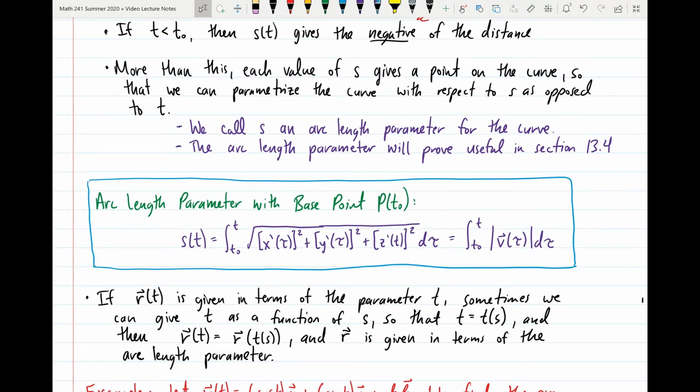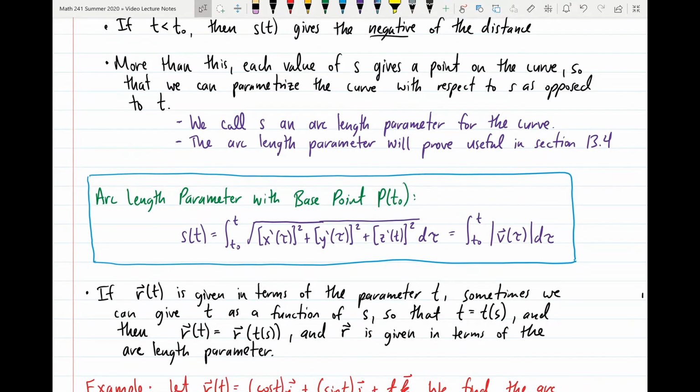So the arc length parameter with base point p of t naught is given by s of t is equal to the integral from t naught to t of the square root of x prime of tau squared plus y prime of tau squared plus z prime of tau squared d tau. And again, we can write that with some shorthand and just substitute the integrand from this equation here with the magnitude of the velocity function with respect to the variable tau.